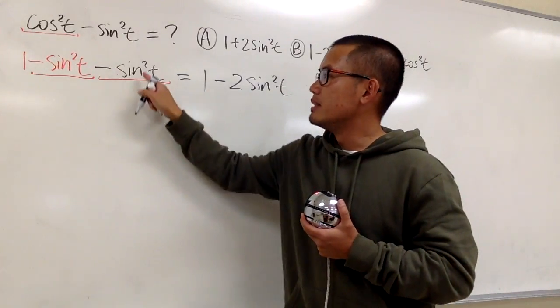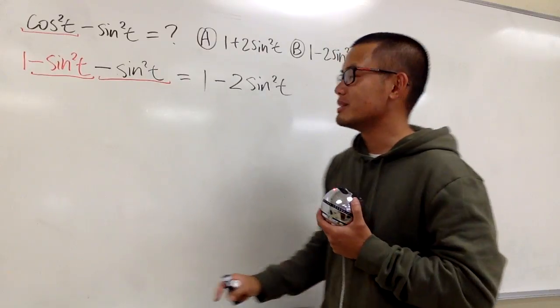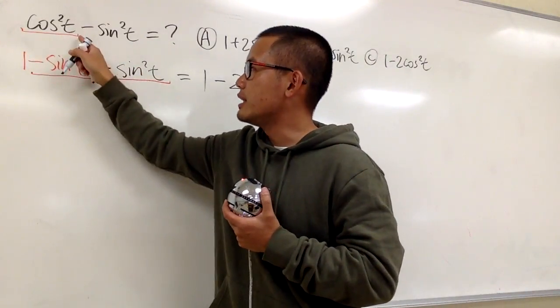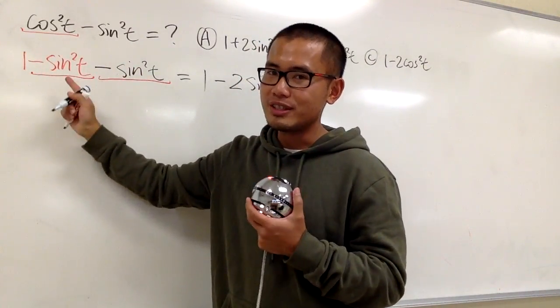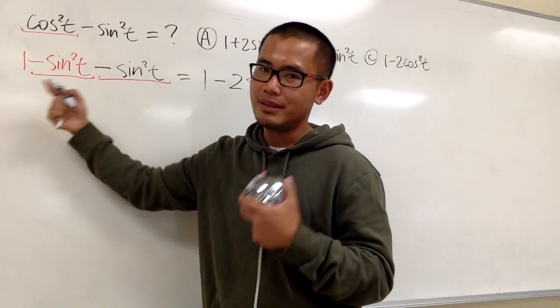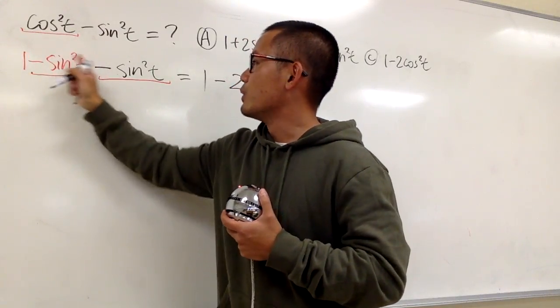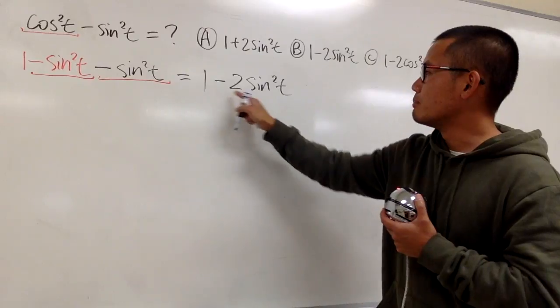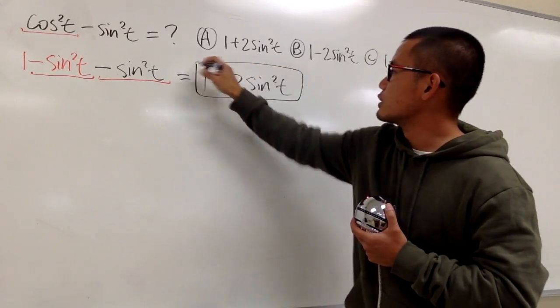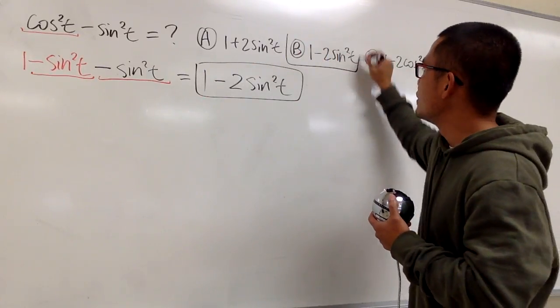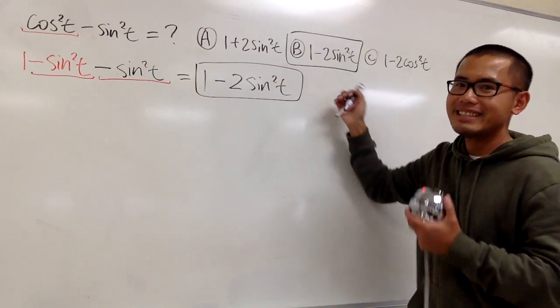So we kept this right here so we can combine like terms. And when you replace the cosine squared t with this right here, and once again, this is the Pythagorean identity, another form, right? We combine the like terms right here, and we end up with 1 minus 2 times sine squared t, and this is answer choice B right here. And that's it.